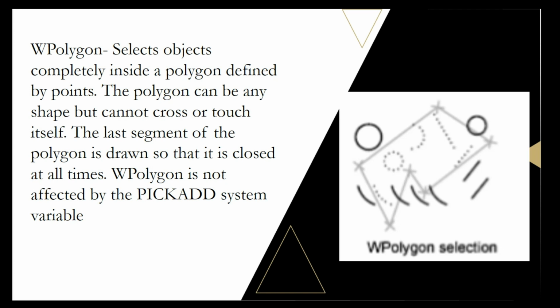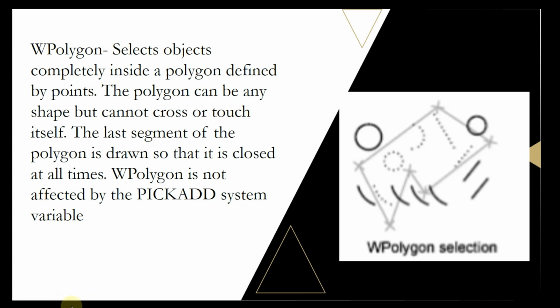Okay, W polygon or V polygon kung sa ibang terminology. Some architects kasi they call it V polygon, pero W polygon yung term sa AutoCAD. So, select objects completely inside the polygon defined by points. Okay, so the polygon can be any shape but cannot be crossed or touch itself. So the last segment of the polygon is drawn so that it closes all the time. So the W polygon is not affected by the pick add system. Okay, so mamaya kasi yung pick add system, ituturo ko sa inyo yan.